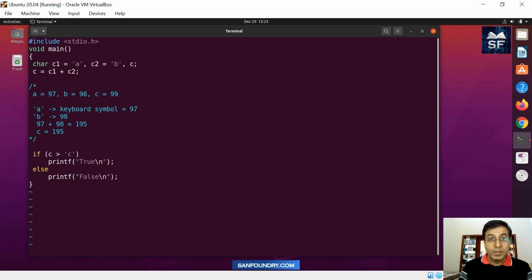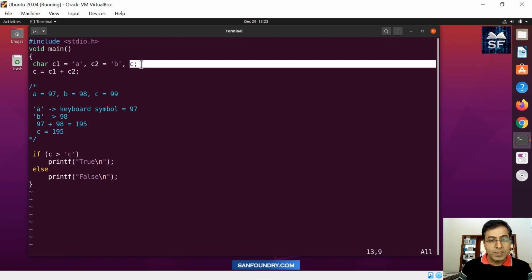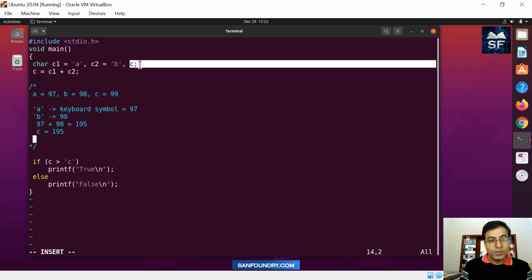But wait a minute, we have to understand more now. What is a character C? It's basically a signed character, a signed representation. Can C store the value 195? The answer is really no. It cannot store a positive value 195, because the range of a signed character is minus 128 in the negative direction, going up to 0, and in the positive direction the value is 127.